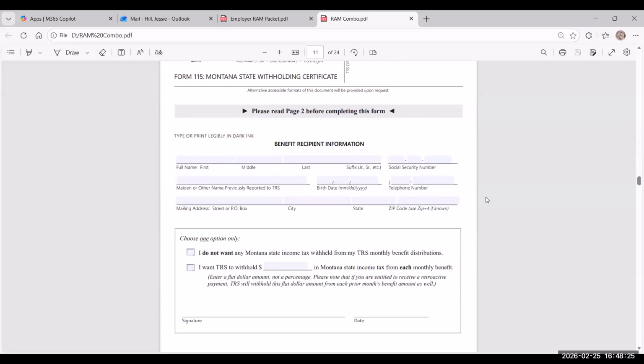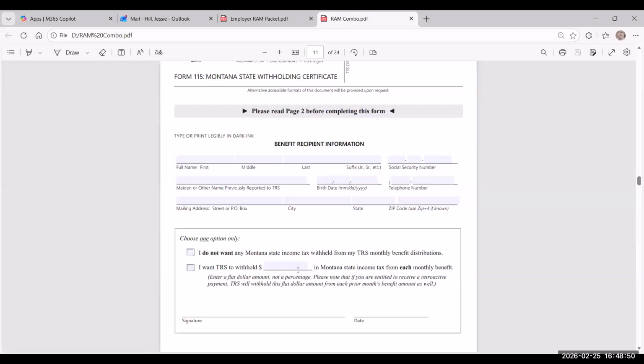But the Department of Revenue recently changed some of their rules surrounding this type of benefit, where now they actually have to provide us a flat dollar amount that they wish to have withheld from each monthly benefit. And you can see that in the bottom box right here. They either check that they don't want state taxes withheld, or they check the second one saying they do.